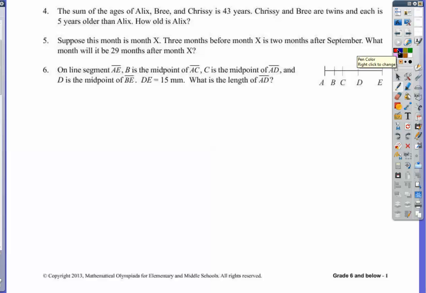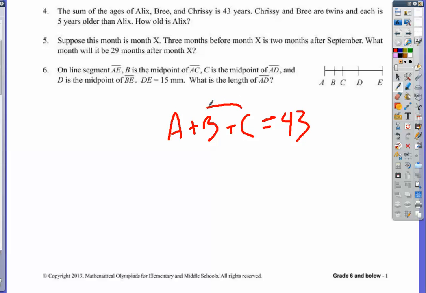Okay, so you know how I like equations because they're easy ways to organize data. We know that Alex plus Bree plus Christy is going to equal 43 years. And we know that Bree and Christy are twins, so essentially that's like one person, right? And they're 5 years older than Alex. So we know that A plus 2 Brees, because Bree and Christy are the same, are going to equal 43.